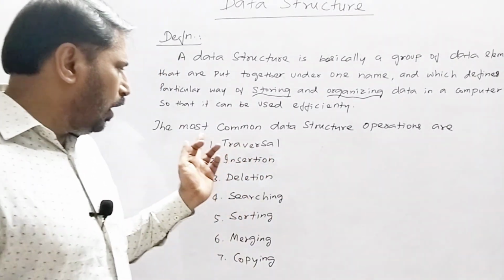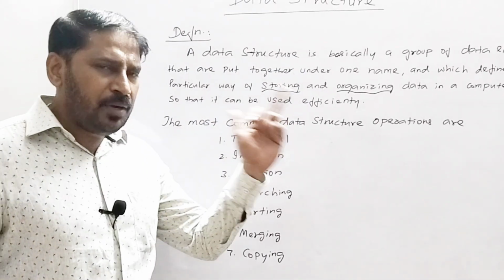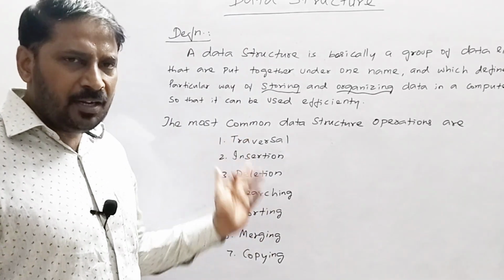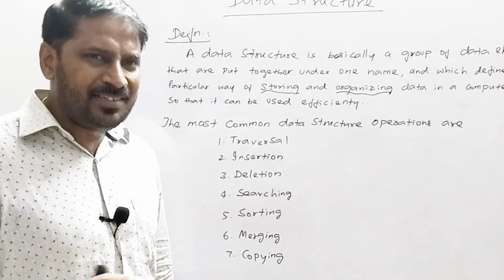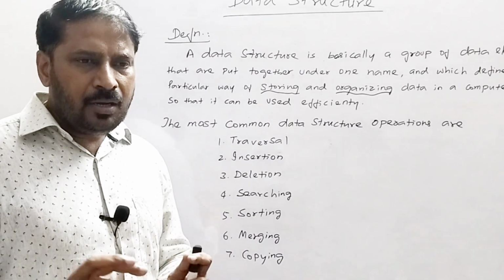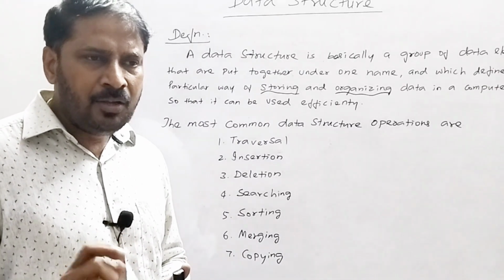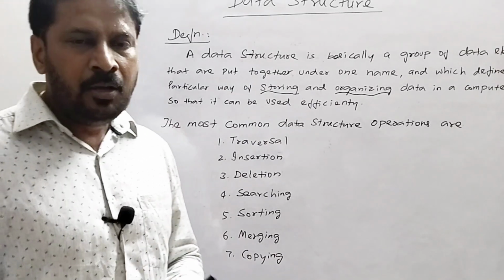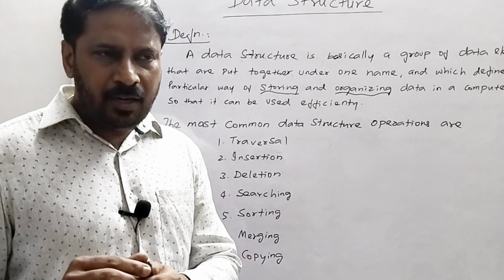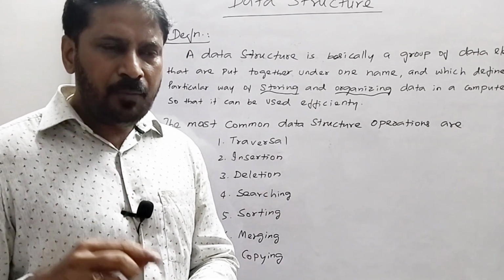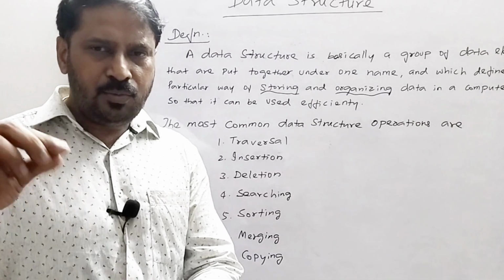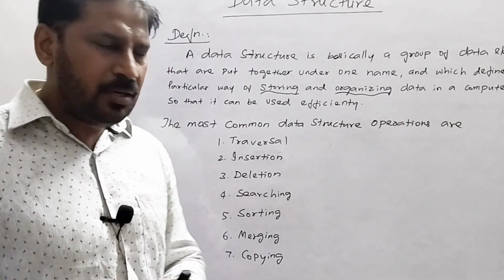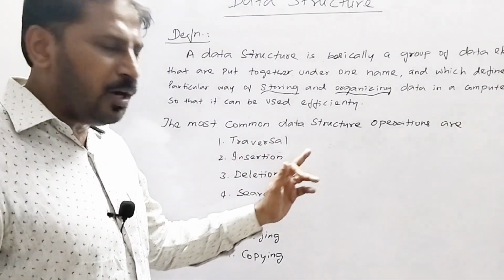Now the most common data structure operations are these. The first one is traversal. Suppose we want to find any data through traversal. Traversal is nothing but traversing. Taking the previous example, suppose I want to find the 5.2 fellow, what I am doing is going student by student: one student, second student, third student, fourth student, like that. This type of going student by student is called traversal, traversing one by one.